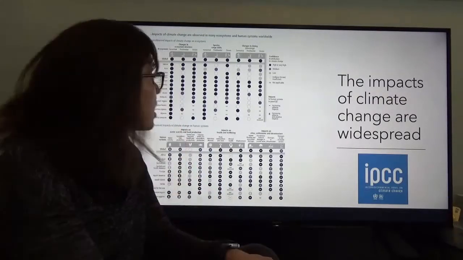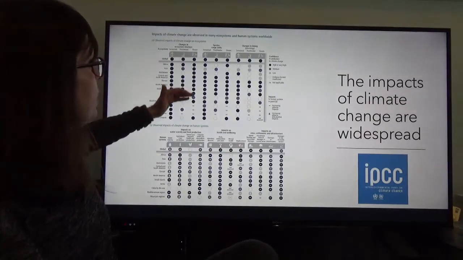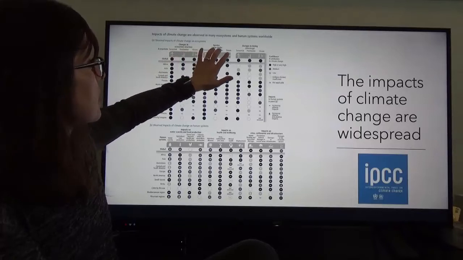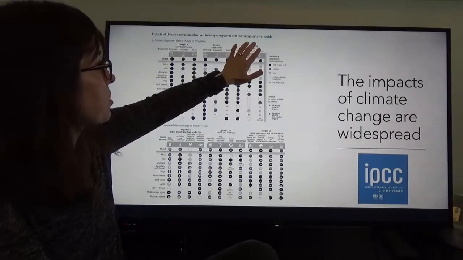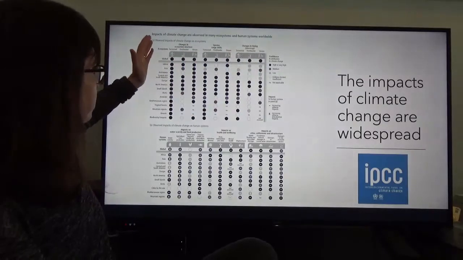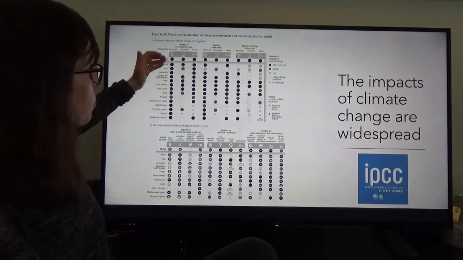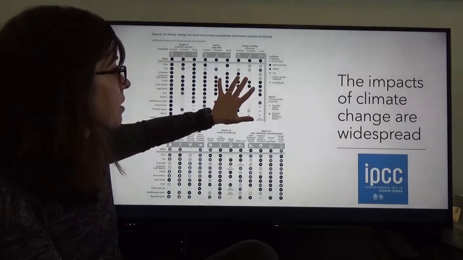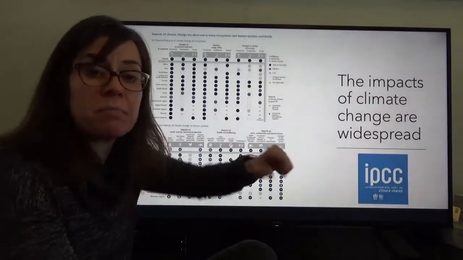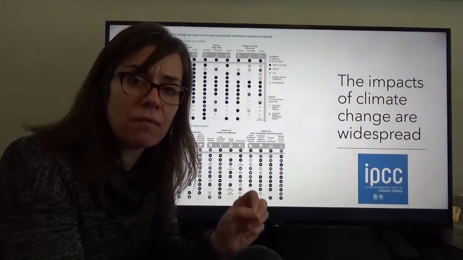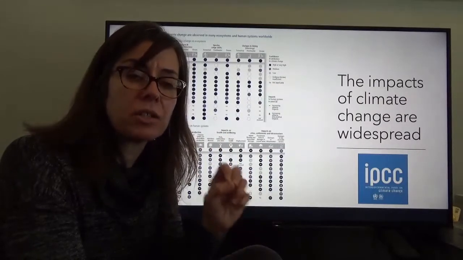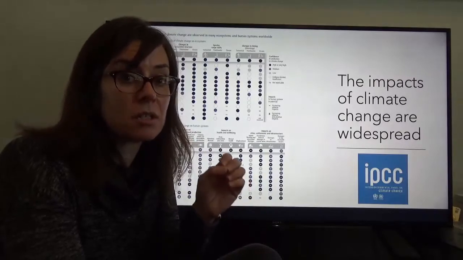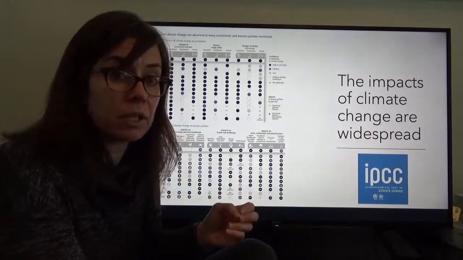Now what you can see is that for every ecosystem, terrestrial, freshwater, ocean, whether it's species range shifts, whether it's timing and phenology, changes in ecosystem structure, whatever continent, whatever biome, most of those points are dark blue, meaning that we have high or very high confidence that the changes we're seeing in those systems can be attributed to climate change. This should be alarming, okay?